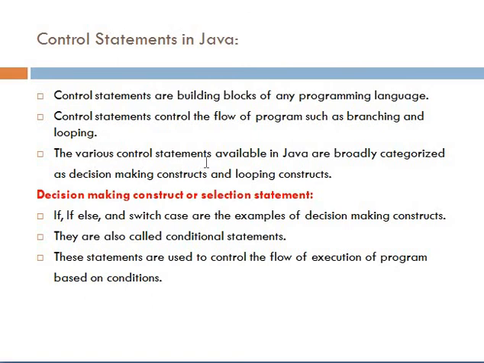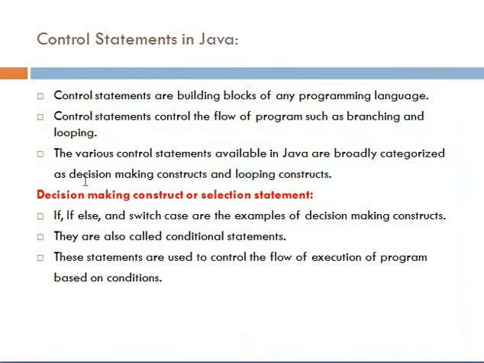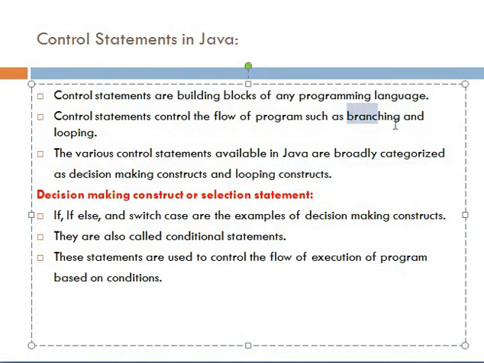The various control statements available in Java are broadly categorized as decision-making constructs and looping constructs. Now, in order to achieve branching within a program, we have to make use of the decision-making constructs. And in order to execute a set of statements repeatedly within a program, which is looping, we have to make use of the looping constructs.